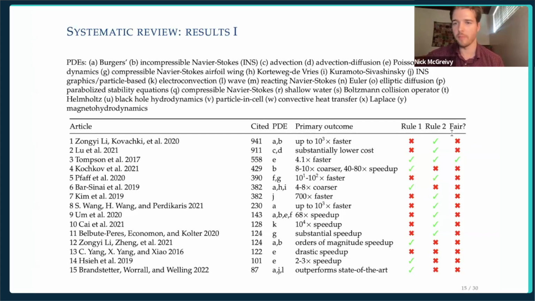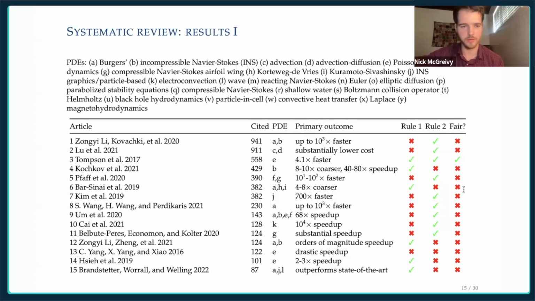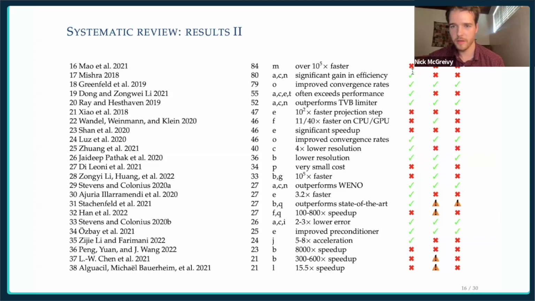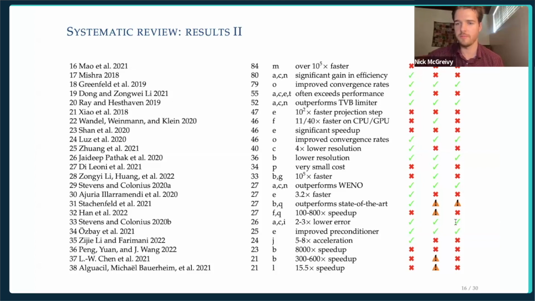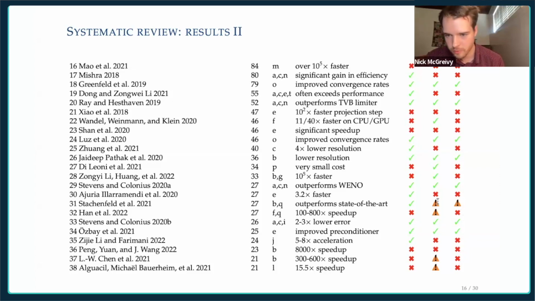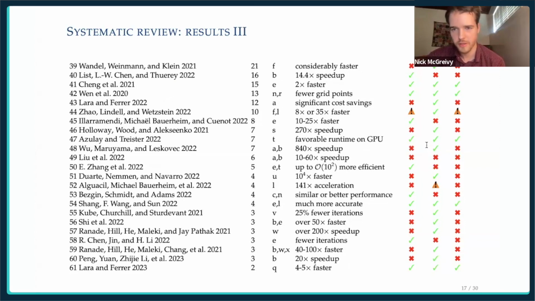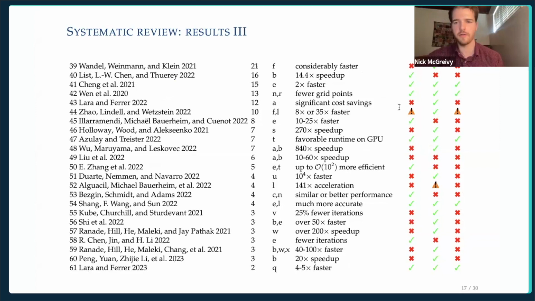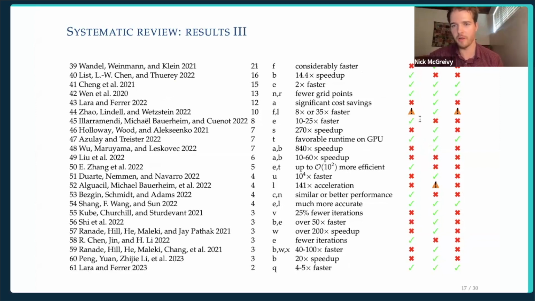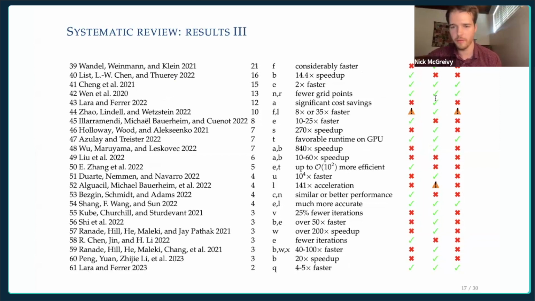And as a result, because at least one of the rules is not followed, the comparison is not fair for most of these papers. Here is the second part of the table. Again, we see most of these papers, at least one of the rules is not being followed. This orange caution sign just means we think it's likely that the numerical method was inefficient, but we don't have enough evidence to say for sure because we haven't replicated the result. And that didn't really make a big difference, but it's just worth saying. Here's the next slide from the table. And again, most of them follow either rule 1 or rule 2, but not both.